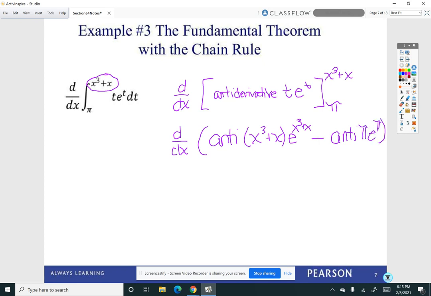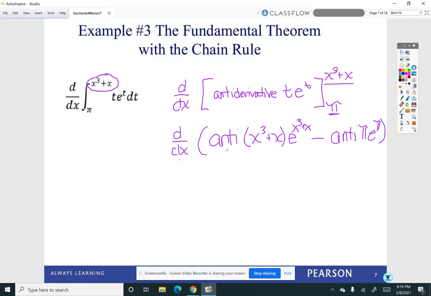Okay, so I'm evaluating that antiderivative at the x cubed plus x, and then I'm subtracting from that what that antiderivative is evaluated from pi e to the pi. All right, then I'm going to start taking the derivative of each of those parts.